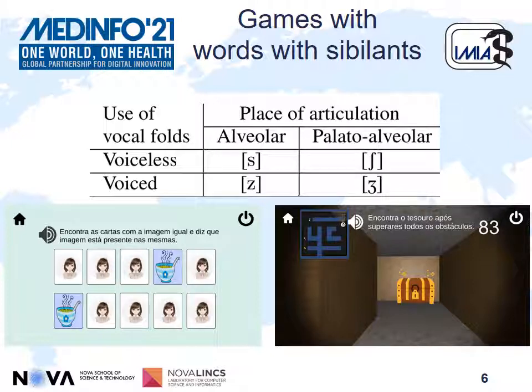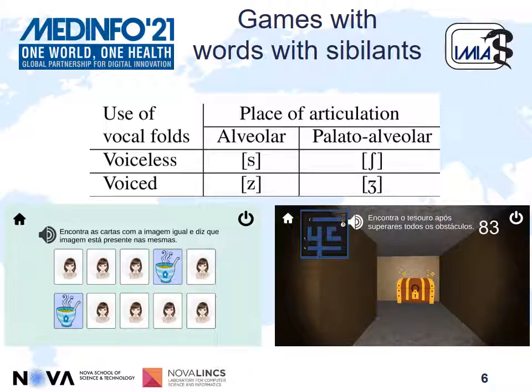So, on the left we have a game which resembles the game of cards, in which we have to find pairs of cards with the same image. So this is the pairs game. And in this example, the matching pair is those two cards that have the image of a soup cup. And we have on the right another game which is a maze. And the goal here is to find the treasure.